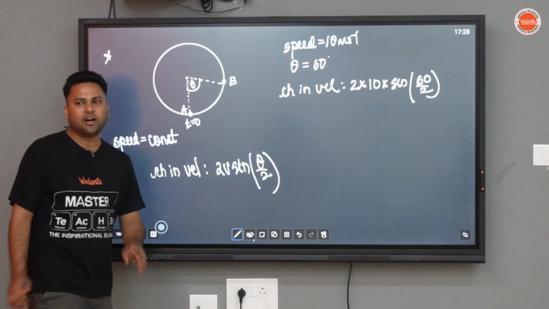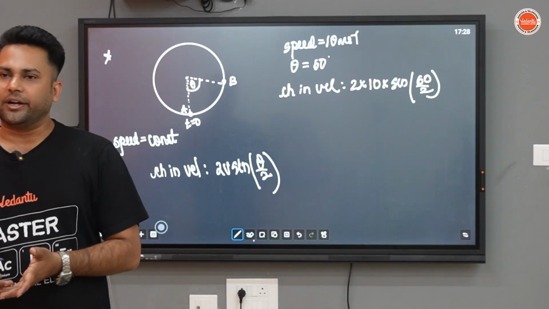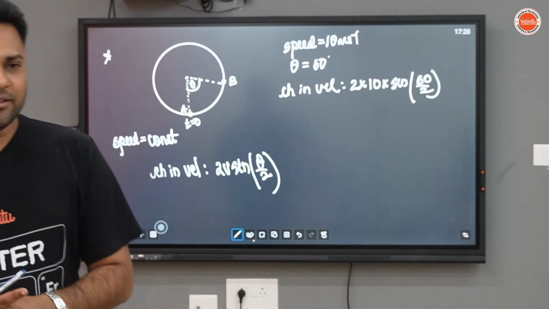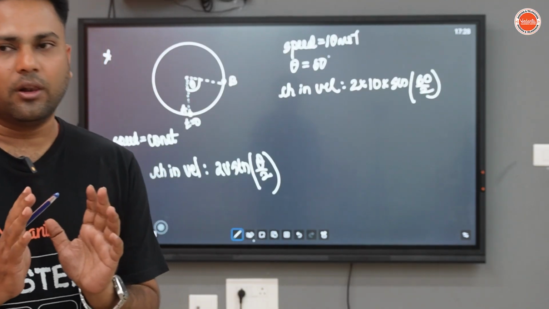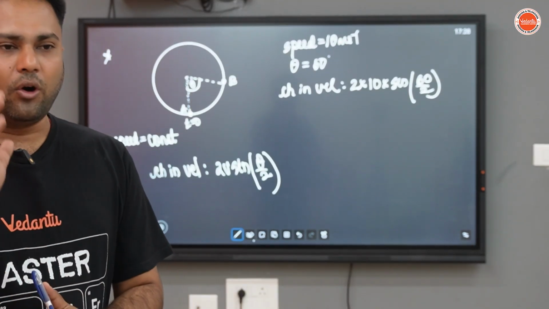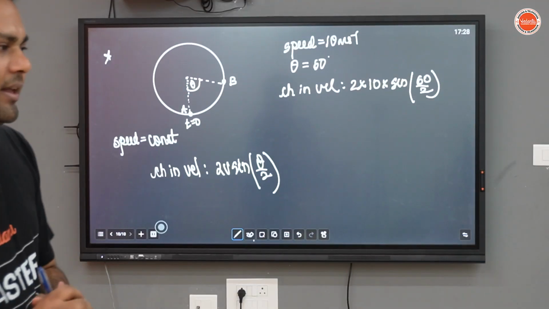So change in velocity you can't write directly 0, the 10 10 0, no, it is a vector quantity. And this is not only in velocity, in all the vector quantities you have to be careful. Again I am saying, in all the vector quantities you have to be very careful about the direction. Okay, direction is very important.